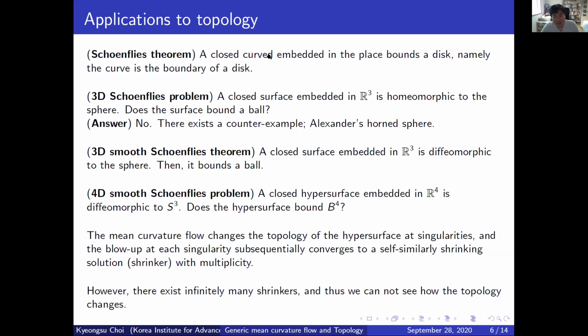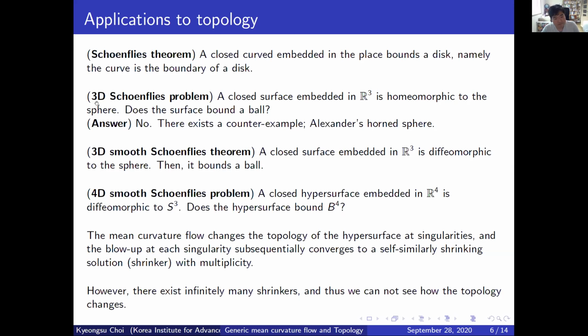So there is a closed curve embedded in the plane, which bounds a disk. Let me just explain. If you have a closed curve embedded in R2, then it bounds a disk, which means the curve is the boundary of a disk. Bound means that it is the boundary of something.